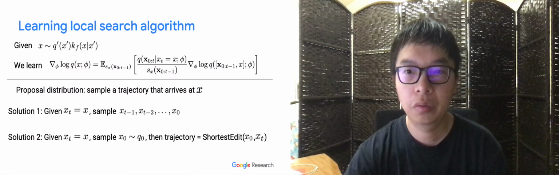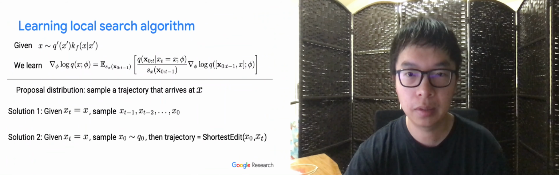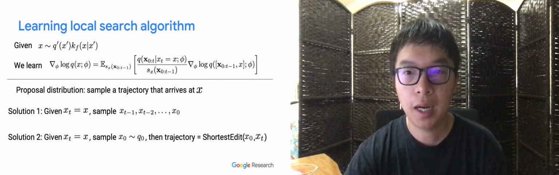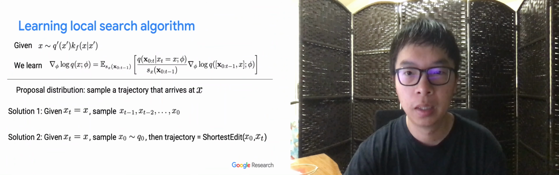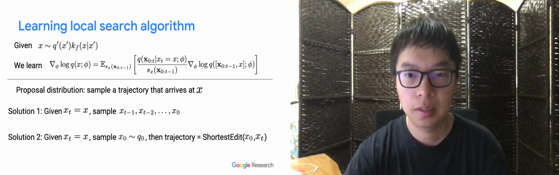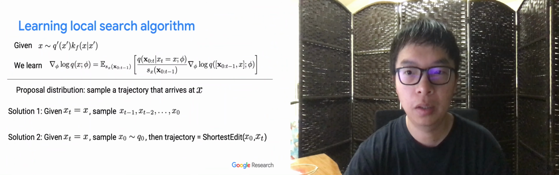Now we are ready to present the sampler learning algorithm. Given a target X, we want to maximize the probability of any trajectory that ends exactly at X. In practice, we provide the following two proposal distributions that can give us such trajectories. The first one is a reverse sampler that is working backwards from the target sample X. The second one fixes the initial sampler and computes the shortest path from the initial sampler to the target sample.